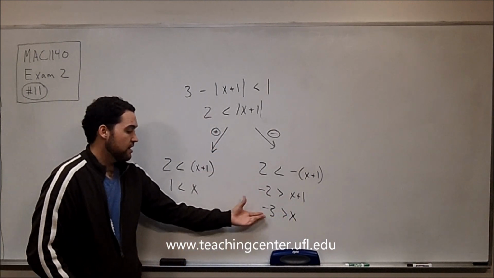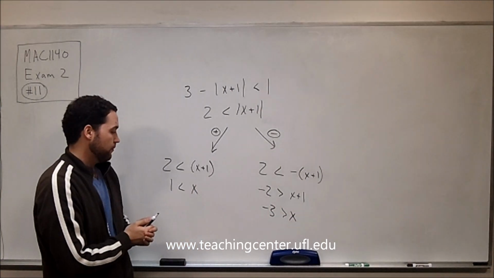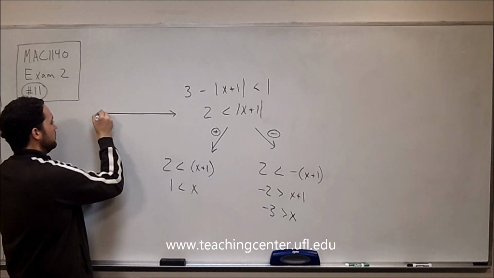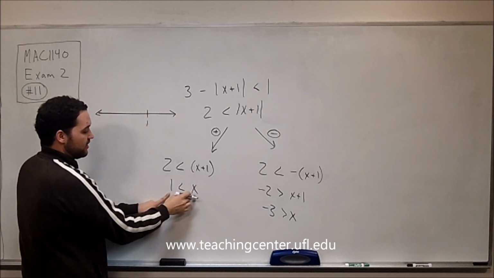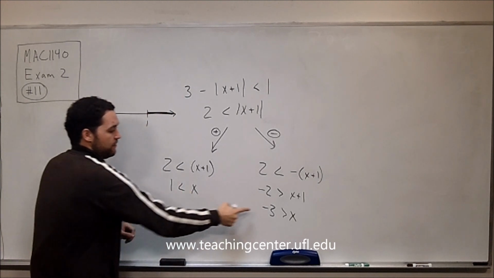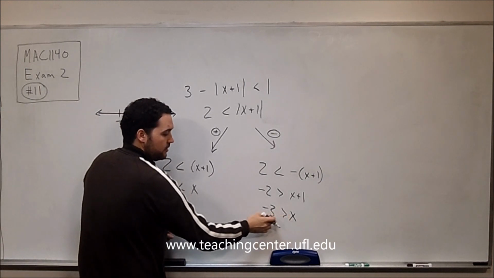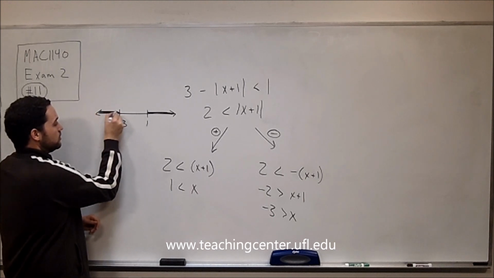Okay, so now we have to bring these solutions together and find the intersection of the two. If you draw a number line, you can see that we place 1 here, and we say that x has to be larger than 1, so it must be all of this. Then you have the negative 3, which takes place over here, and you said that x had to be less than negative 3. So that means that it must be all this region.